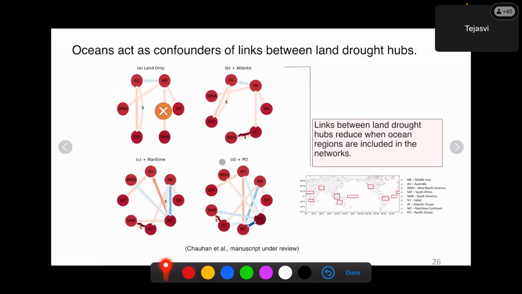What we found is that as soon as we add the Atlantic Ocean, this land link vanishes. So earlier there was a link from the South American monsoon, SAM, South American rainfall, to ME, the Middle East, which vanished once the Atlantic Ocean, AT, was added to the network, which shows that oceans can act as confounders to these links. So as I explained to you, if there is a common driver of these two, then this link can appear and it would be spurious. These kinds of inferences can be made using causal discovery algorithms.